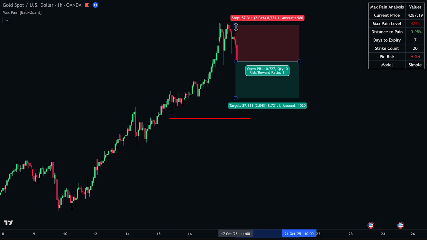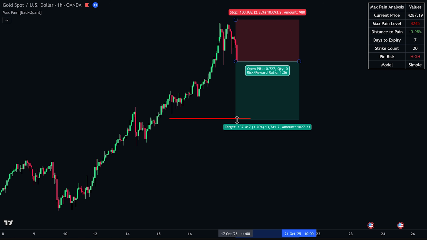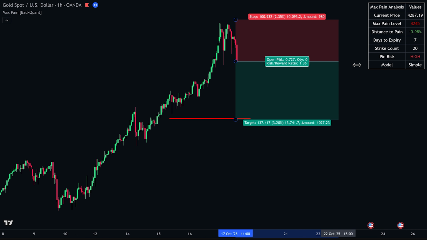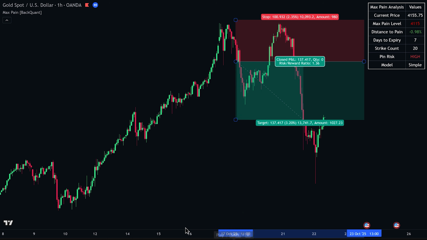Place your stop loss just above the most recent swing high. Set your take profit directly at the red max pain line. When this setup works properly, price often drifts back down cleanly to the max pain level, closing the distance and completing the pullback before expiry.